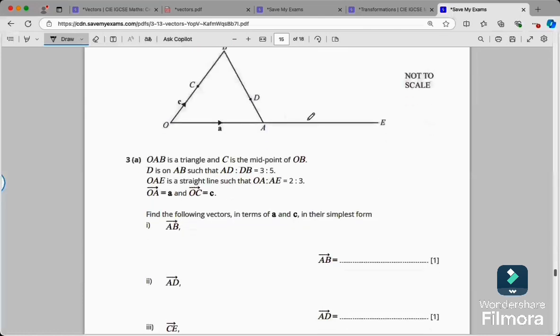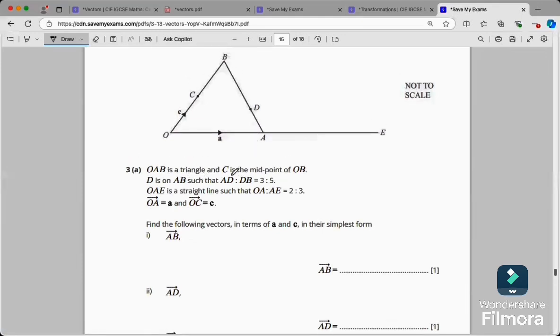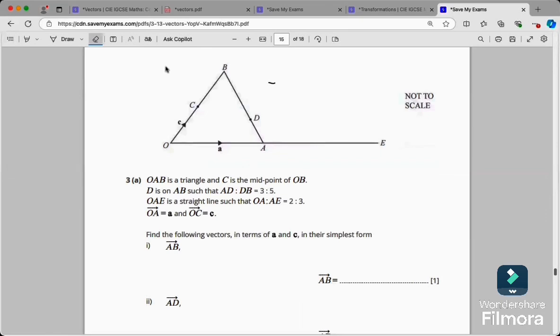Okay, so question number 3: OAB is a triangle, and C is the midpoint of OB. D is on AB such that AD is to DB is 3 is to 5. So immediately convert this ratio into a fraction. By adding them, you will get 8, right? So AD will be 3 by 8 of AB, and DB will become 5 by 8 of AB, right?